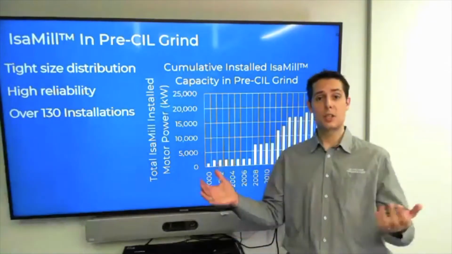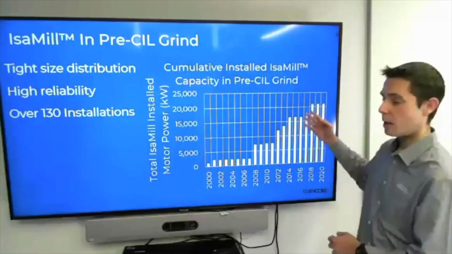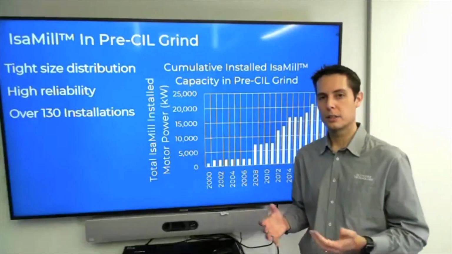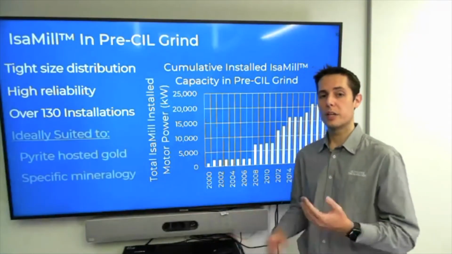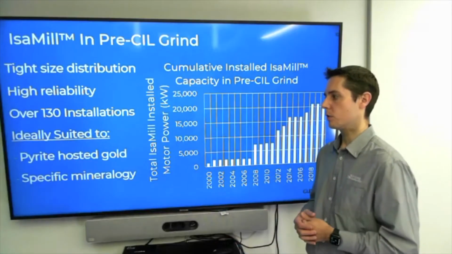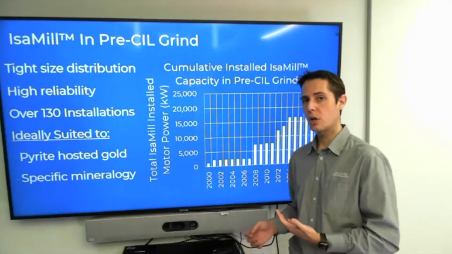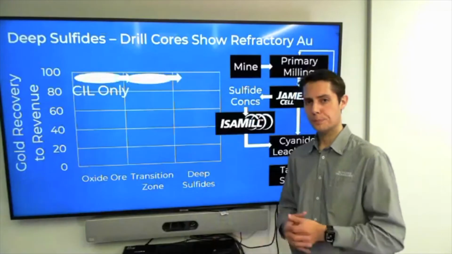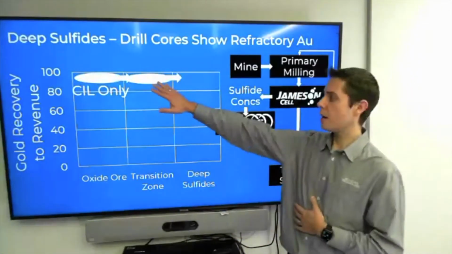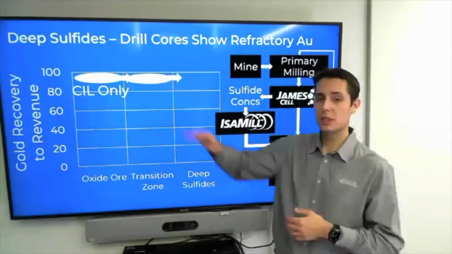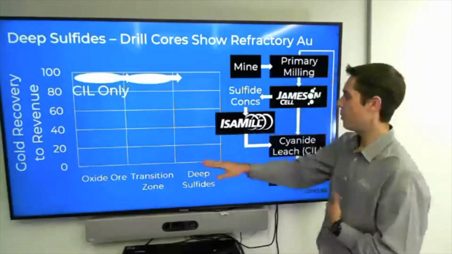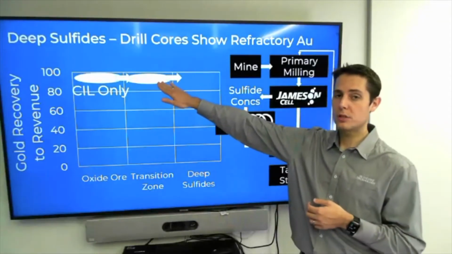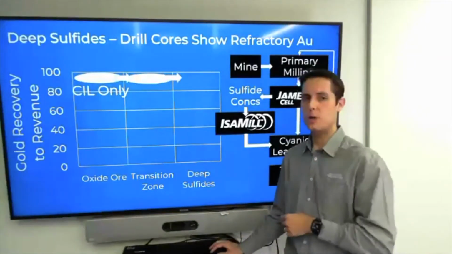Now, you might ask, is this something that we've done before? And actually, we have quite a number of IsaMills installed in this capacity of the pre-CIL grind. And it's the first step that you take when it comes to looking at improving your gold recovery. So it's ideally suited to pyrite-hosted gold, and if you have a more simplified mineralogy of your ore. Then when we're able to implement an IsaMill, that can allow us to maintain the recovery. We're putting that through our CIL plant. That means we're recovering that gold. We get 100% of the value of the gold that we recover back into our plant.